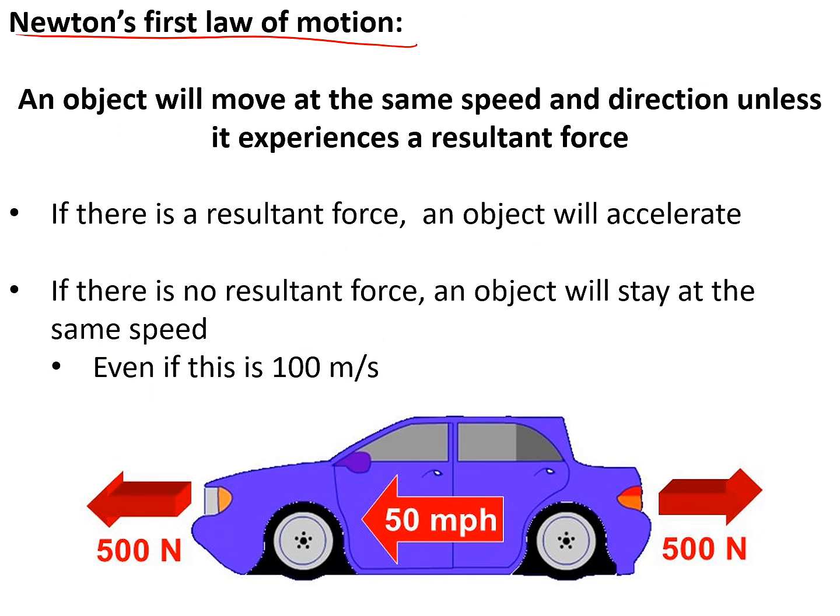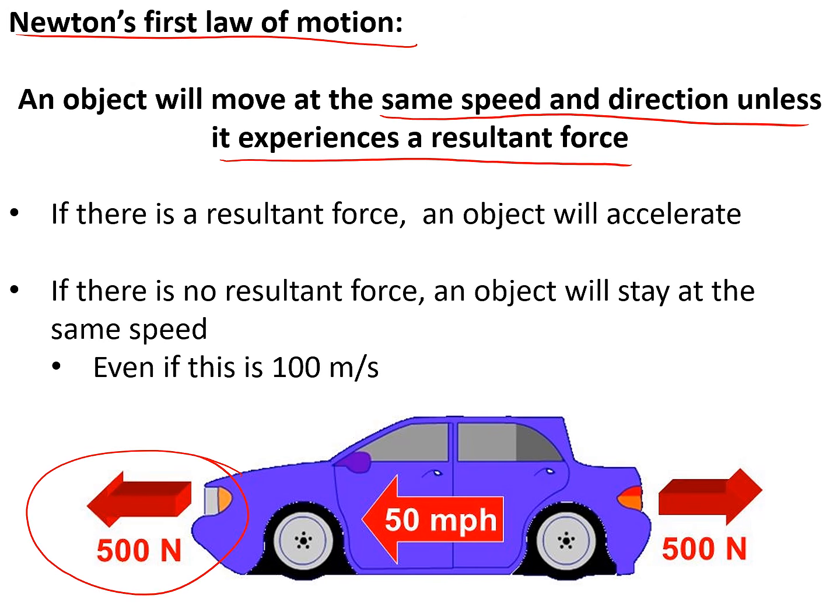Newton's first law of motion tells us that an object will move at the same speed and direction unless it experiences a resultant force. This tells us that objects speed up or slow down when they experience a resultant force. But if there's no resultant force, they will stay at the same speed. This is counterintuitive. So on the motorway, for example, if the car is cruising at 50 miles per hour, there is no resultant force. The engine may be making 500 newtons of forwards force, but that is being balanced out by 500 newtons of friction and air resistance, meaning the overall resultant force is still 0.